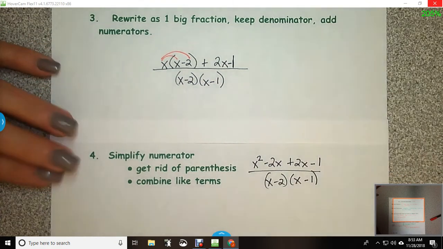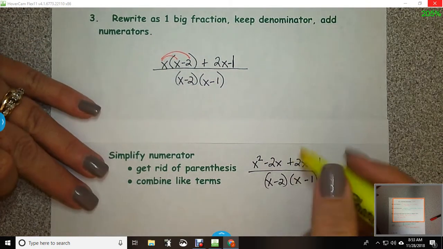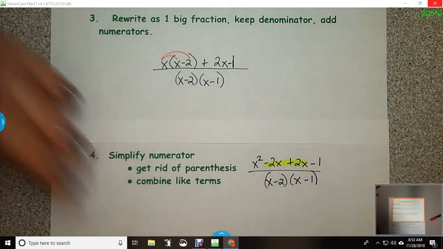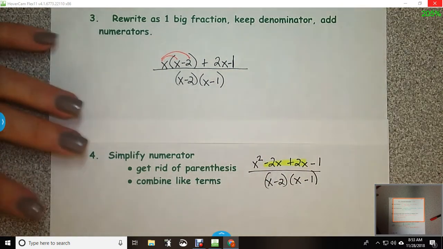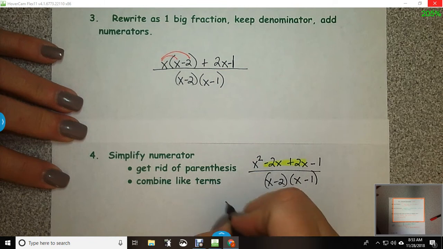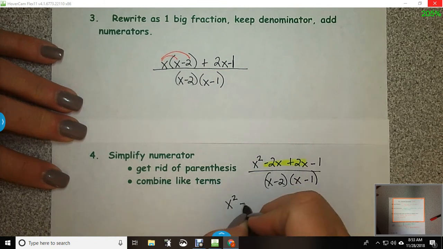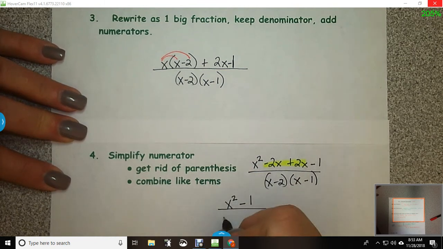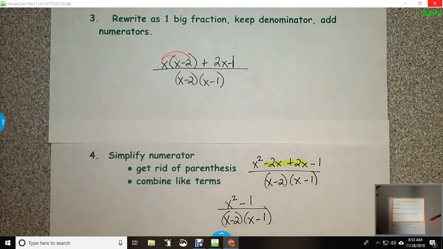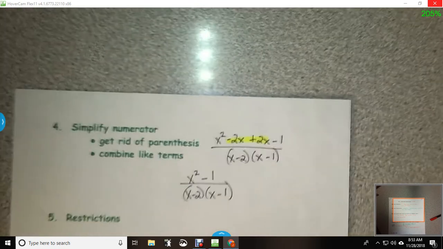I want to combine my like terms. Well, my like terms are these. So when I combine those, I end up with x squared minus 1 over x minus 2 times x minus 1. And notice, I have not multiplied that denominator back together yet.